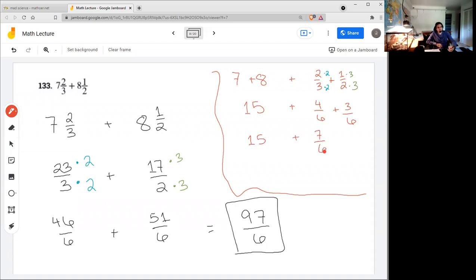And that looks a little awkward. I'm going to take 6 out of the 6ths and make a whole. So we're up to 16 wholes, and there's 1/6 left over. And I'd probably write that as 16 and 1/6 as a mixed number.